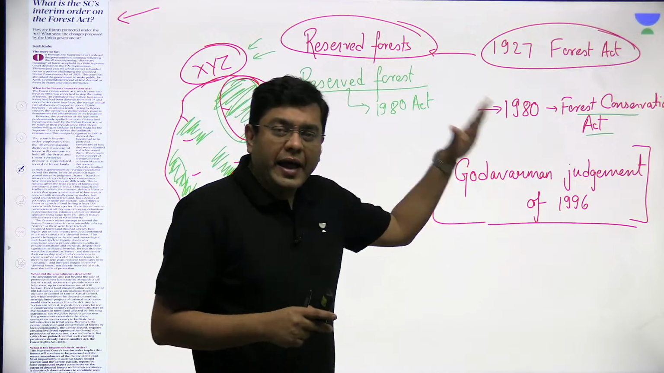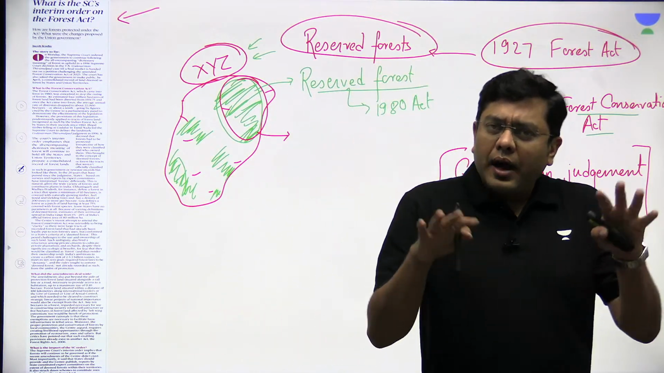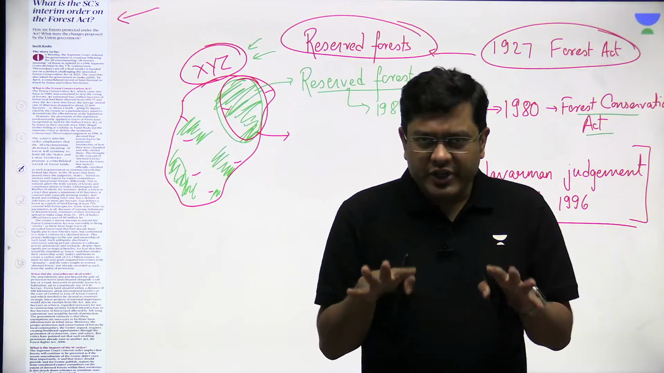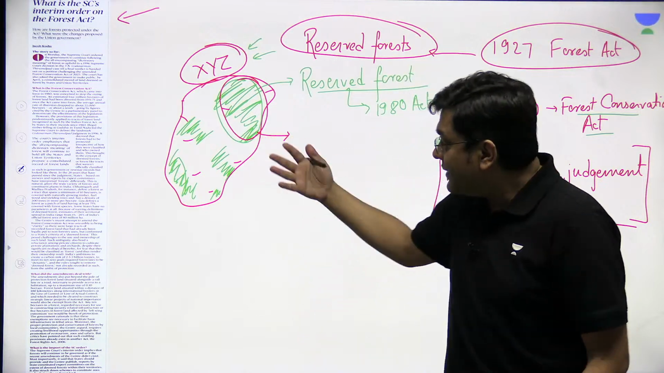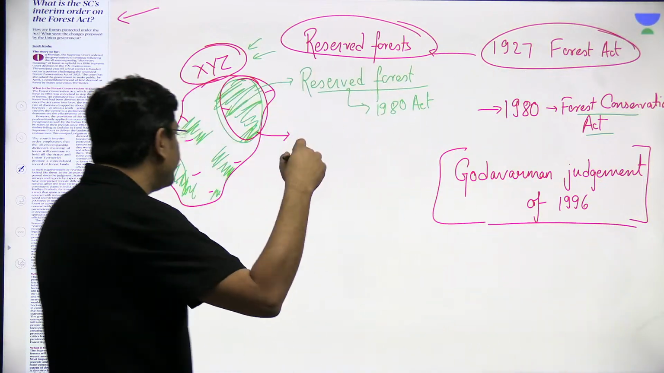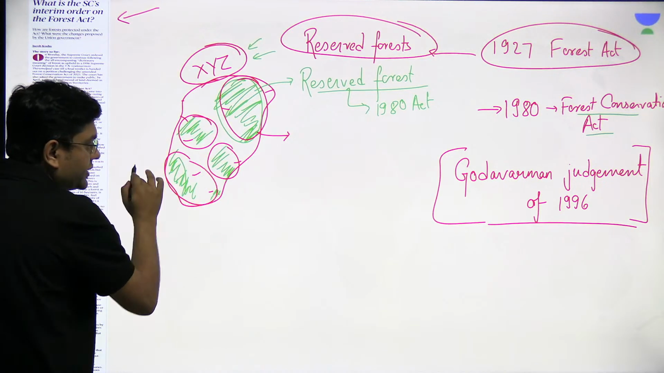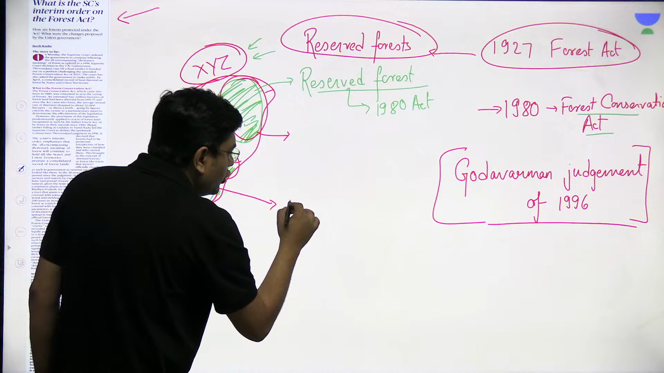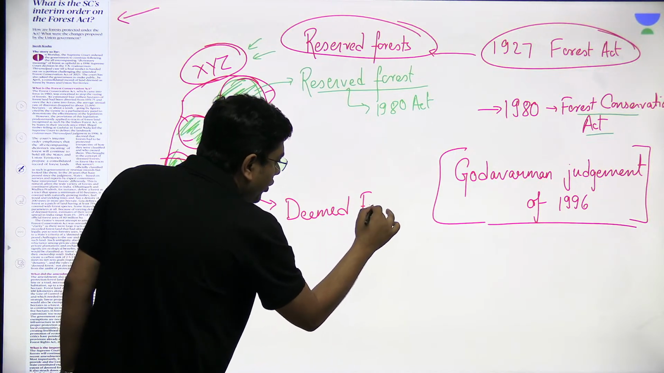Now, after this, what happened? After this, a blanket ban on deforestation in principle was applied. Now, the states started putting these areas, which were not a part of the reserved forest, under a new category, what was referred to as the deemed forests.